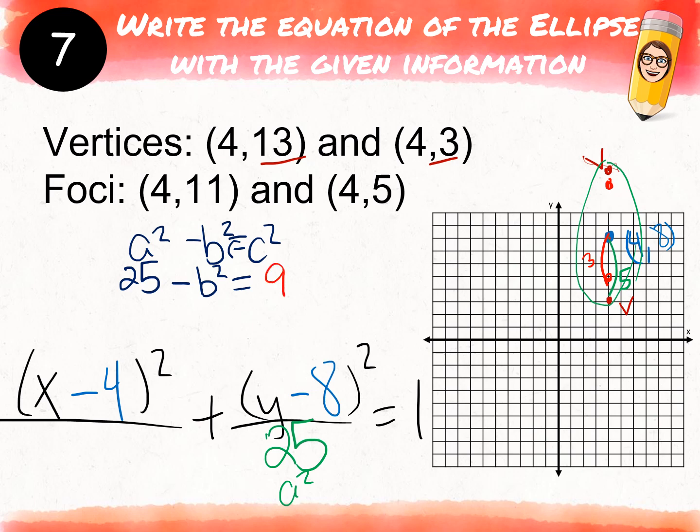You see how I got that? I drew a center at 4, 8. My focus is at 4, 5. That's a distance of 3. 3 squared is 9. Okay? Now, what we just created is a little equation.